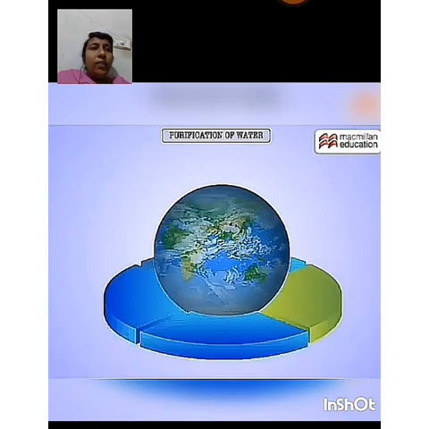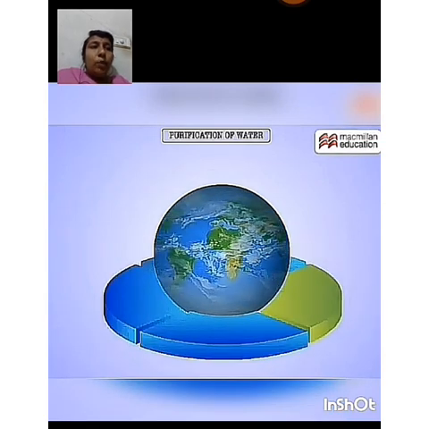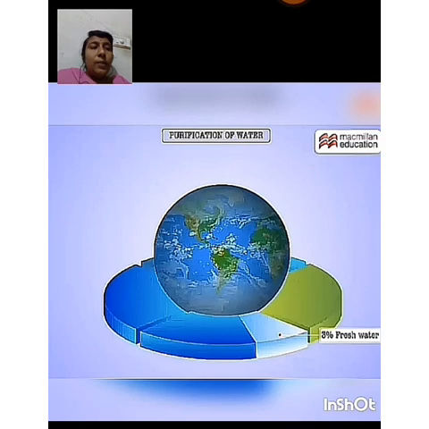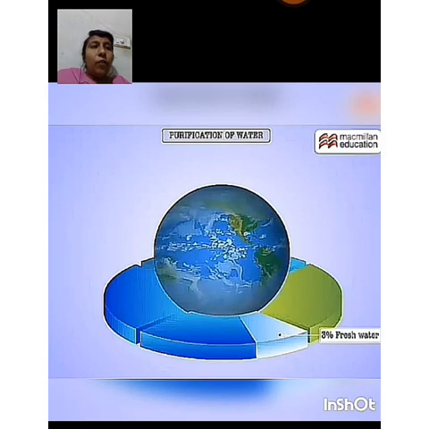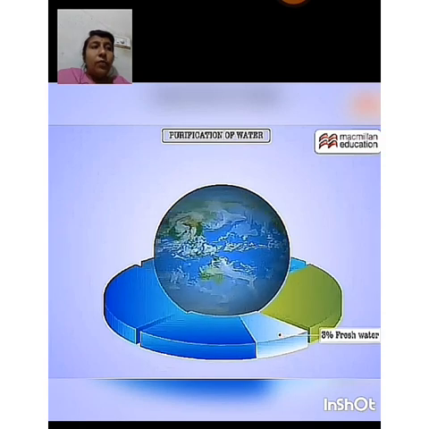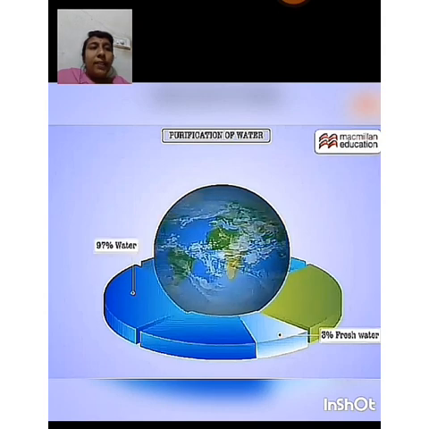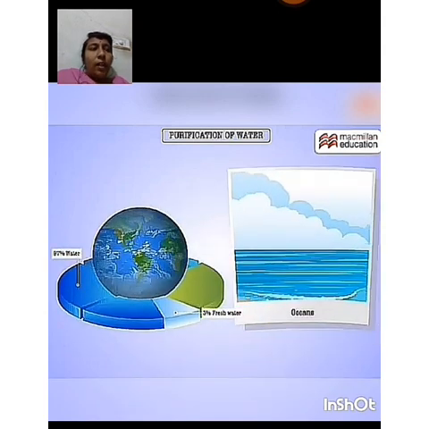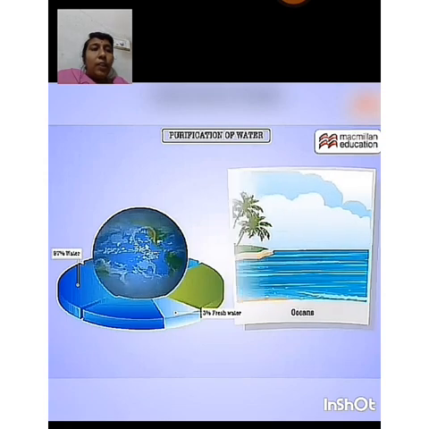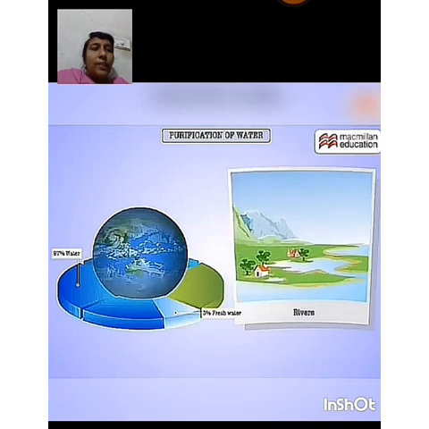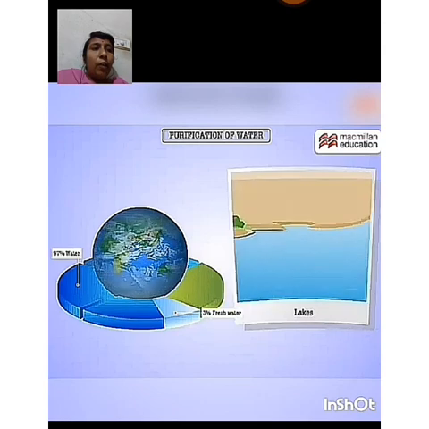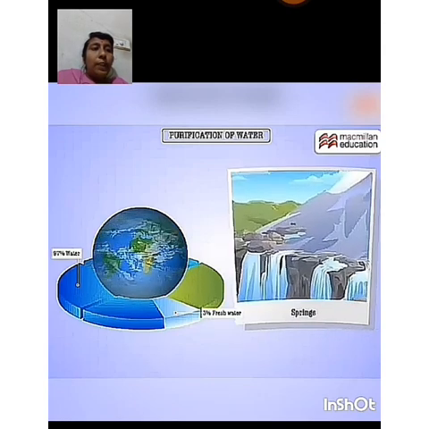planet. Yet, water is a precious commodity. Can you guess why? This is because just 3% of all the water available on the earth is fresh water. The rest, 97%, is saline water of the oceans. Out of this 3%, the surface water of rivers, lakes or springs forms an even smaller percentage.